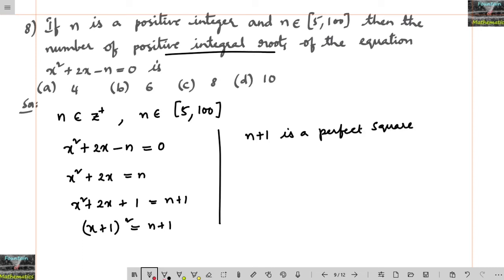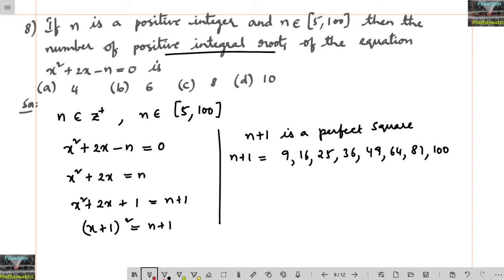n plus 1 is a perfect square, and where n belongs to 5 to 100, n plus 1 must be equal to, what are the perfect square numbers in this range? 3 square is 9, 4 square is 16, 5 square is 25, 6 square 36, 7 square 49, 8 square 64, 9 square 81, and 10 square is 100. So these are the perfect squares included in this interval.